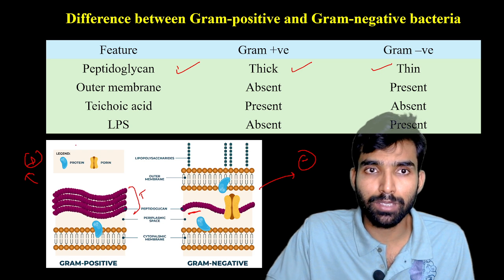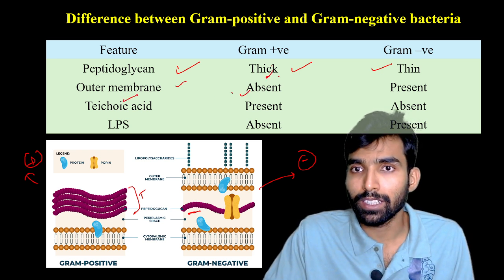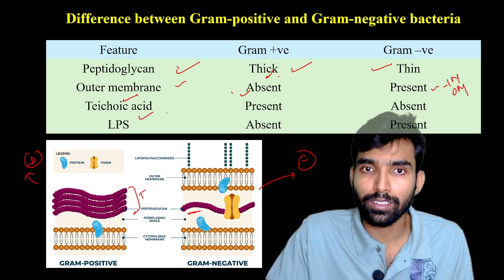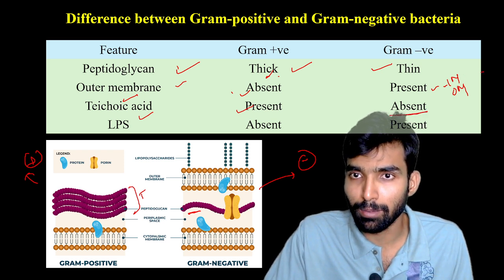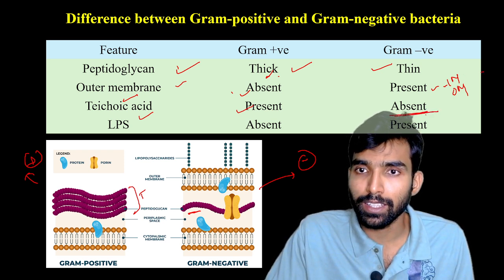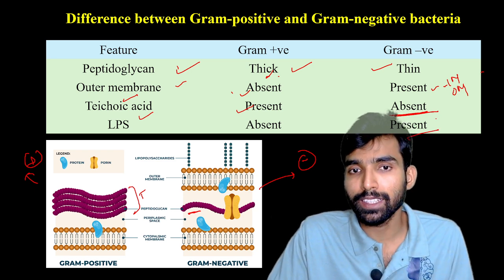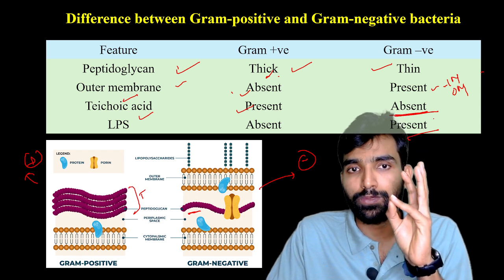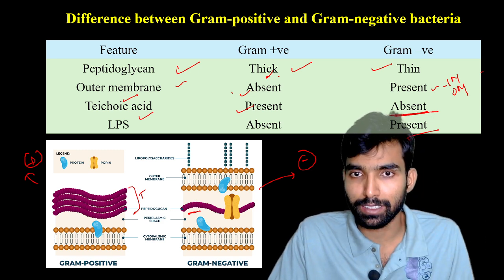In gram positive, the outer membrane is not there, right? In gram negative, there are two membranes, inner membrane and outer membrane. Teichoic acid is present only in gram positive bacteria, not in gram negative bacteria, right? In gram negative, teichoic acid is absent. The LPS is present in gram negative bacteria. LPS means lipopolysaccharide, which has three components: lipid A, core antigen, and O antigen, right? Those are present in gram negative bacteria, but absent in gram positive bacteria.